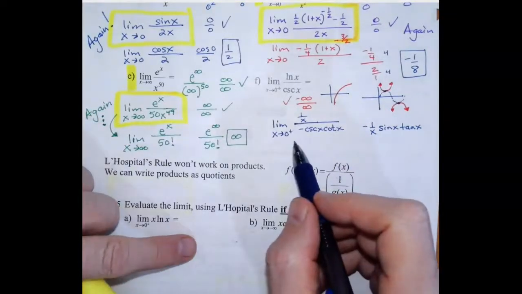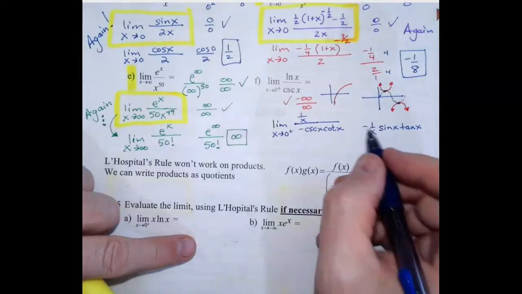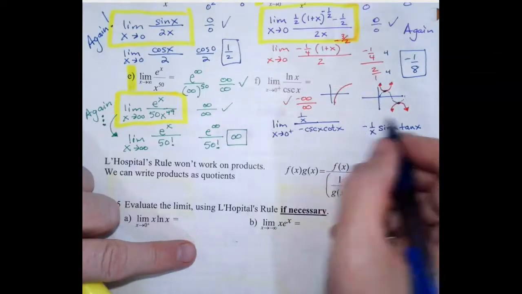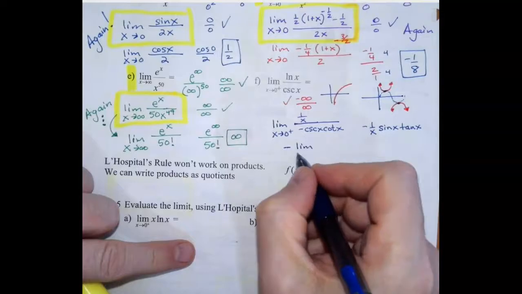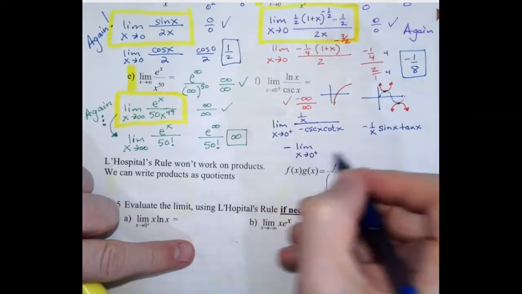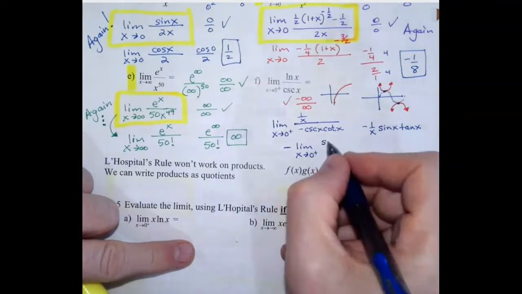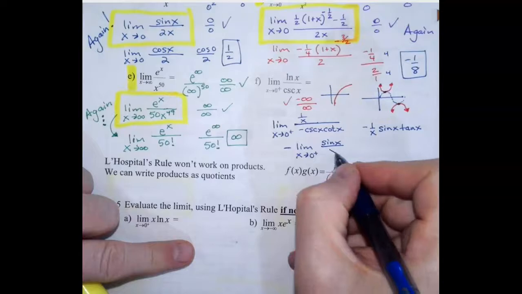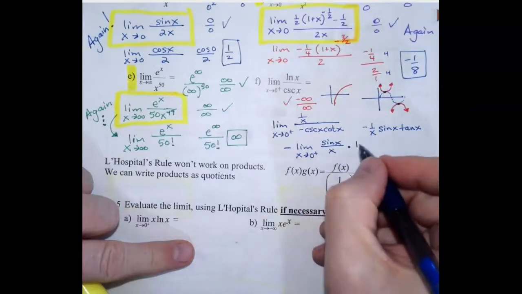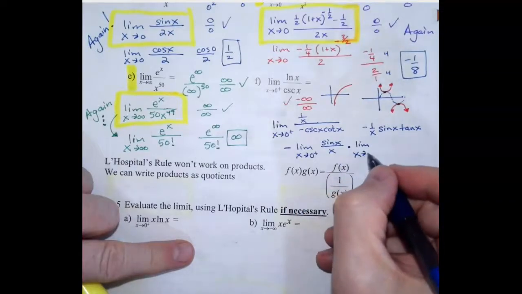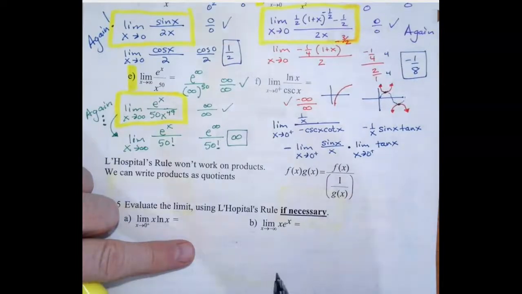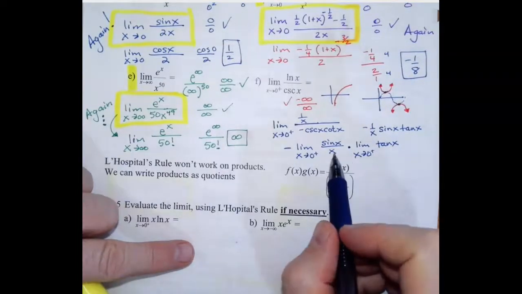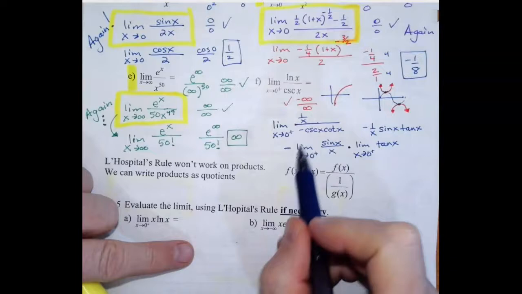So if we want to take the limit here, first of all we can do a couple things. We can factor out the negative, then we can look at the limit as x approaches 0 from the right. Now we can put these two together, sine x over x, and then we can multiply by the limit as x approaches 0 from the right of tangent. Okay, so this limit approaches 1.